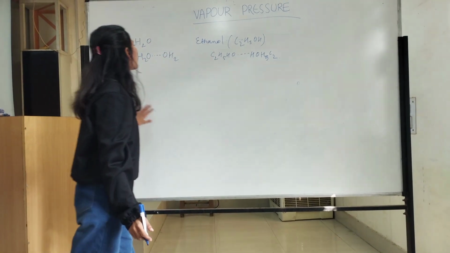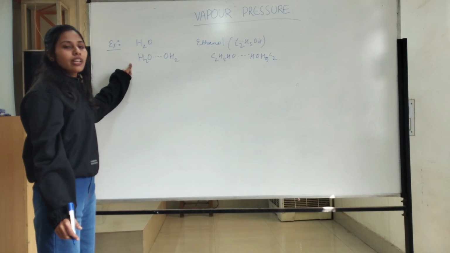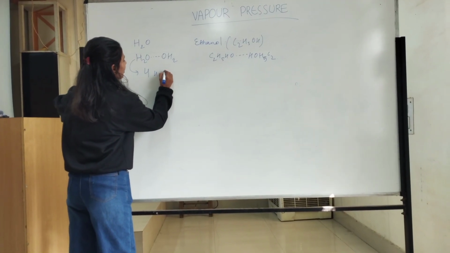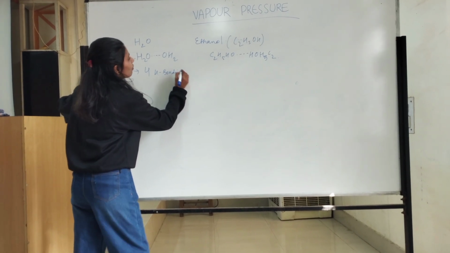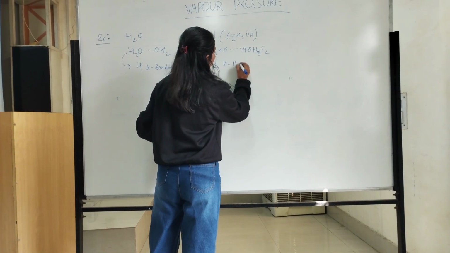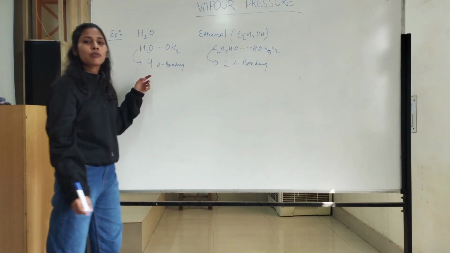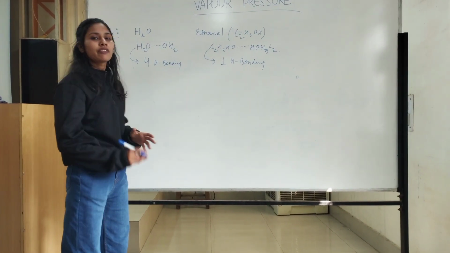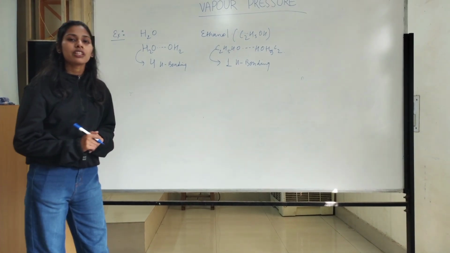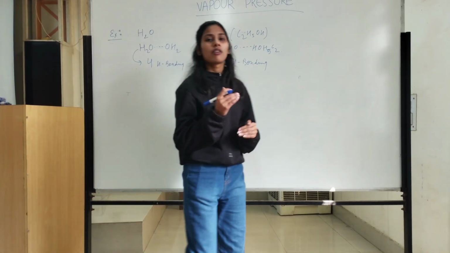So water and ethanol both are able to do hydrogen bonding, but how can we differentiate? One molecule of water will do 4 hydrogen bonding, while one molecule of ethanol will do only 1 hydrogen bonding. As we know, if hydrogen bonding is more, then the force of attraction between the molecules will be large. And if hydrogen bonding is less, then the force of attraction between the molecules will be less. And vapor pressure is about force of attraction.